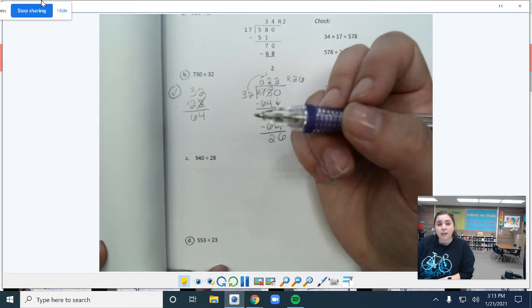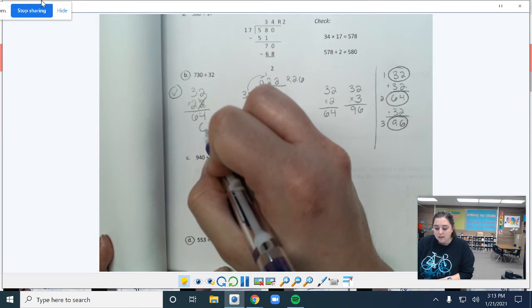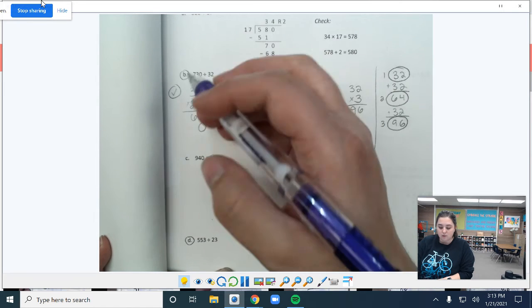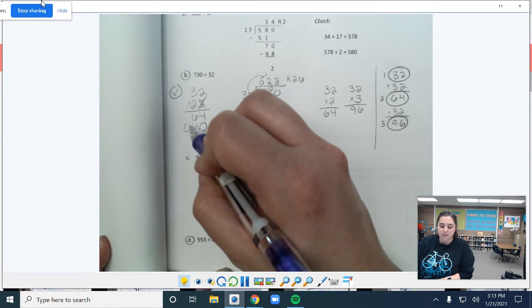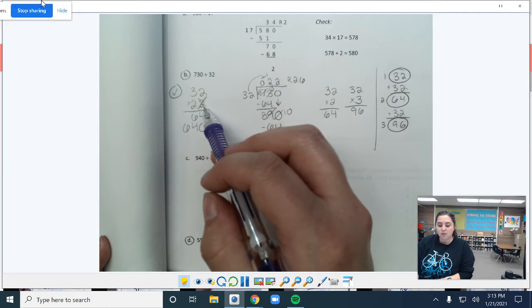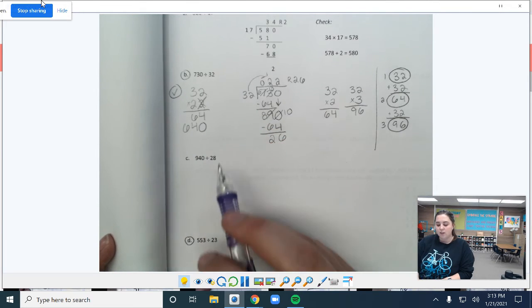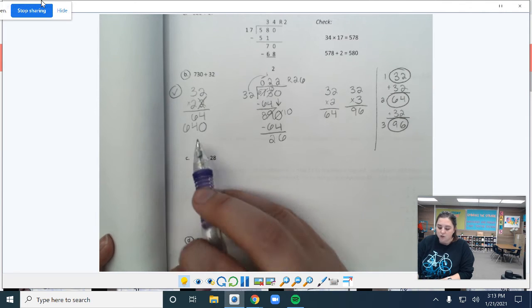But remember, that's not really a 2. That's a 20. You need to add that 0, because otherwise you're going to get the same answer. 2 times 2 is 4, and 2 times 3 is 6. These 2's have different value. If you got 64 and 64, that is wrong. It should be 64 and 640.